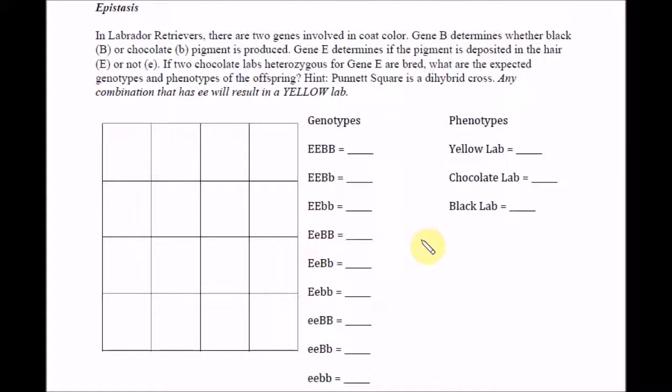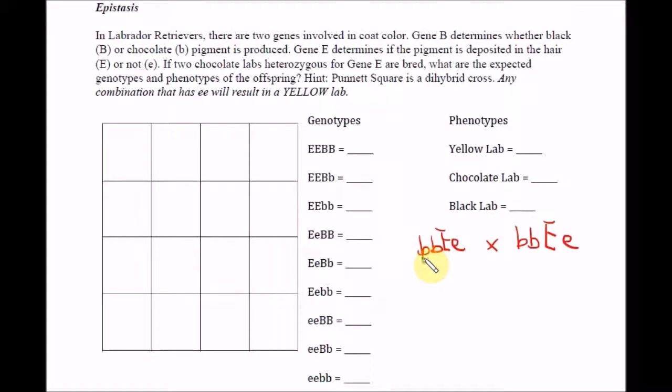So we're just going to write the cross over here. We know that both parents, we don't know this here quite yet, so I'm just going to leave this out. In order to be chocolate, they have to be two lowercase b's, because if there is one capital B, they'd be black. That's not the case since they're both chocolate. And then it says it's heterozygous for gene E. Okay, so it's a capital E, lowercase e, capital E, lowercase e. And so that's the cross we're going to carry out.